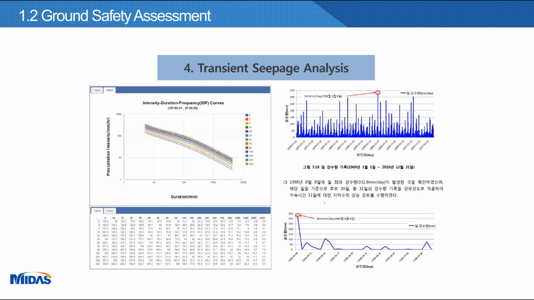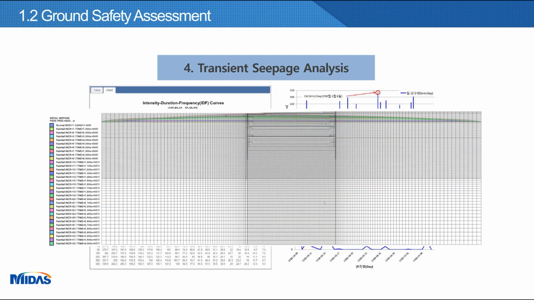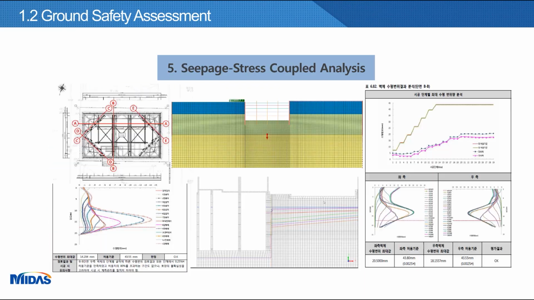This was about the fourth chapter. You can get some raising water level like this with the rainfall intensity. After that, with the designed water level from the seepage analysis, we do seepage-stress coupled analysis considering the construction sequence. And finally, we organize the results and write down the reports.